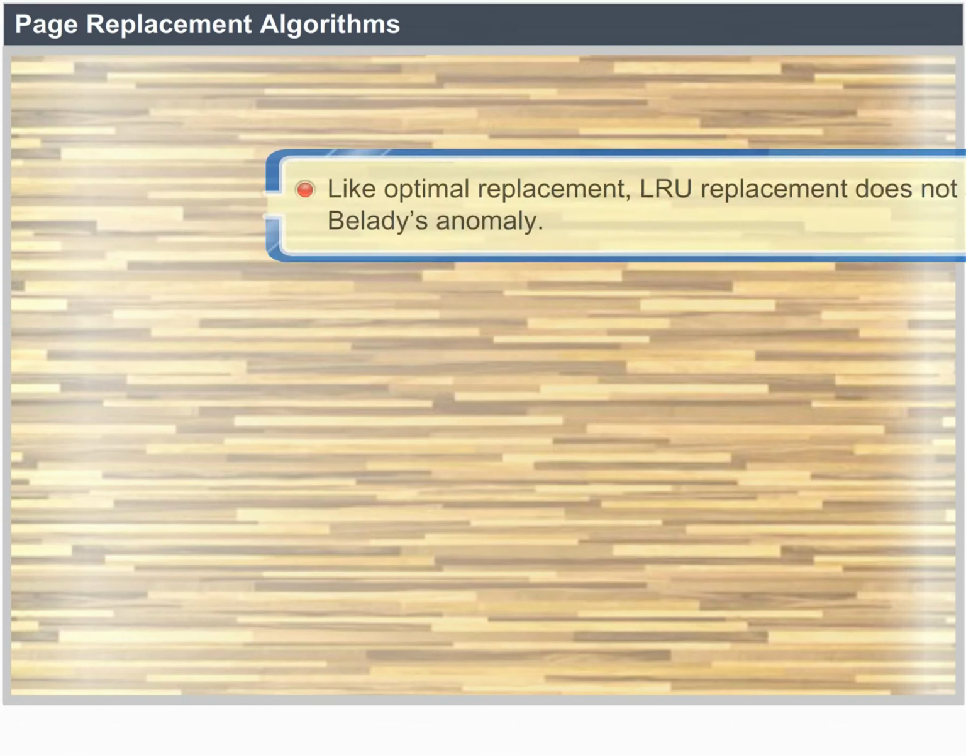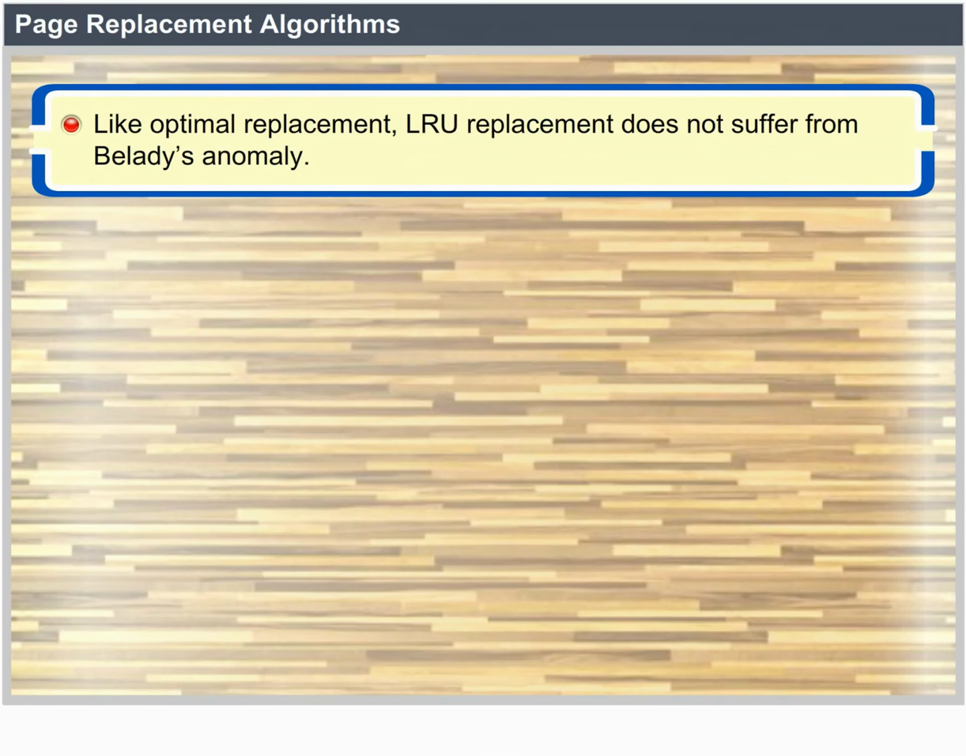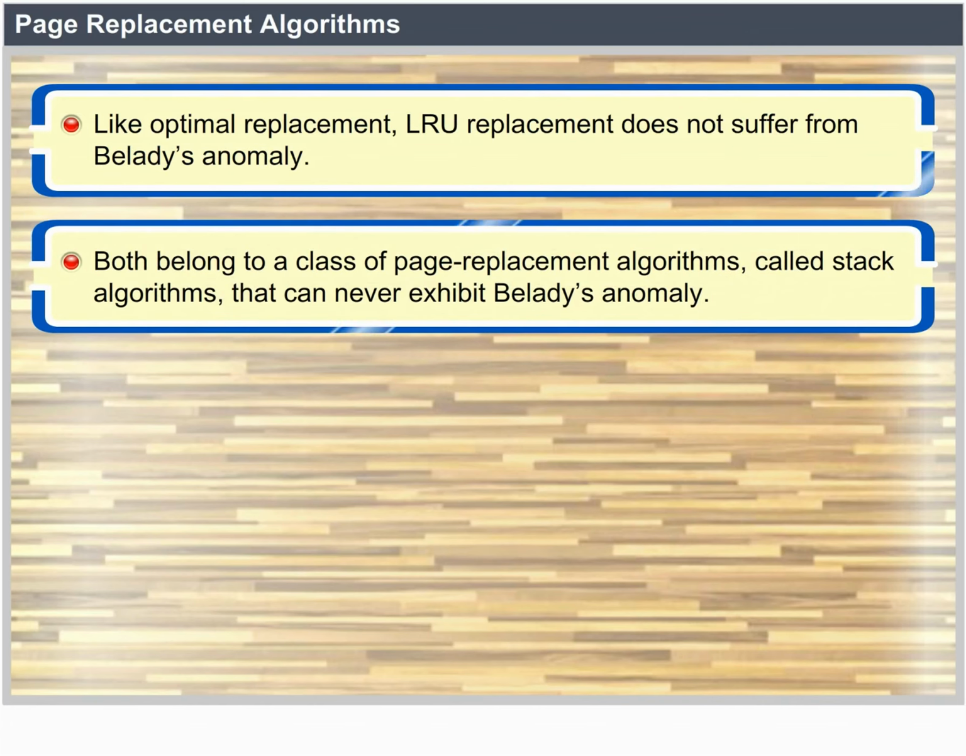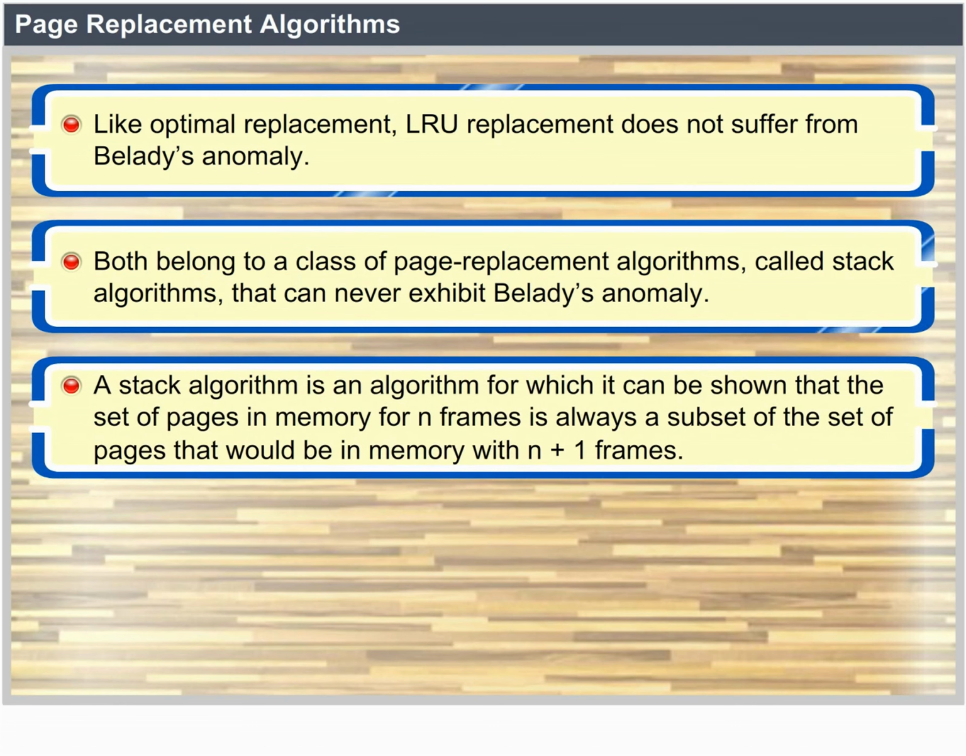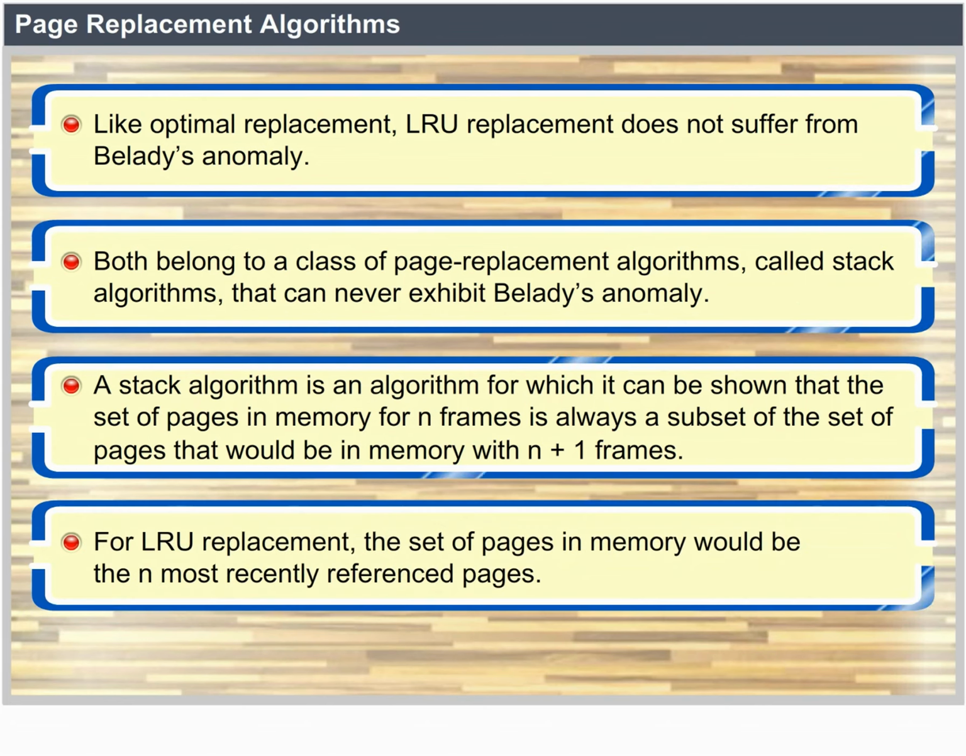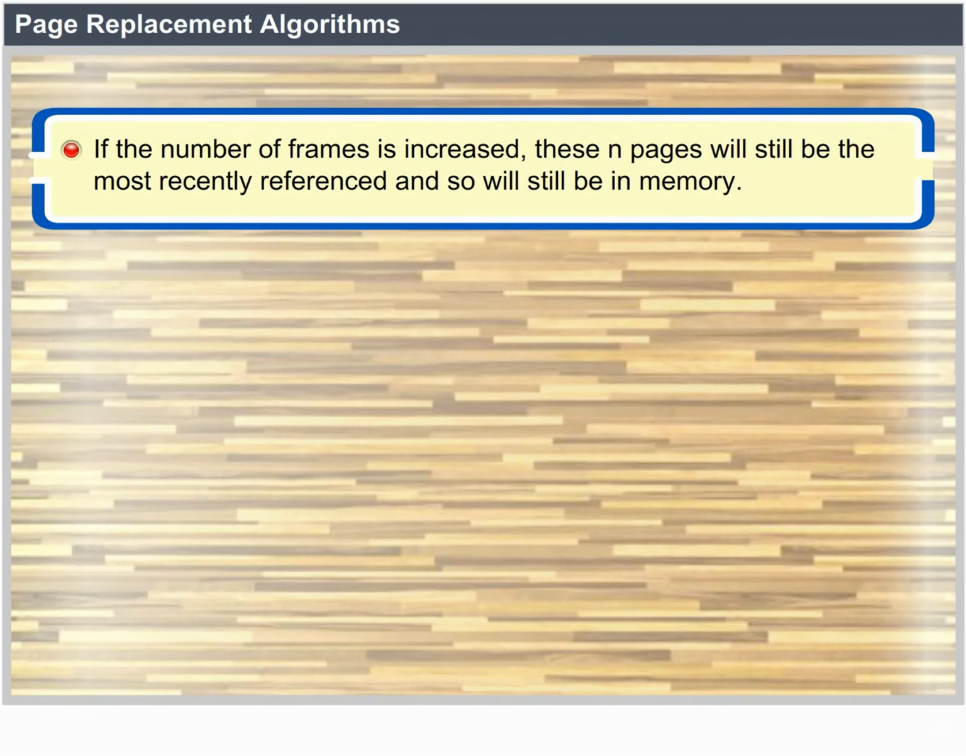Like optimal replacement, LRU replacement does not suffer from Belady's anomaly. Both belong to a class of page replacement algorithms called stack algorithms that can never exhibit Belady's anomaly. A stack algorithm is an algorithm for which it can be shown that the set of pages in memory for n frames is always a subset of the set of pages that would be in memory with n plus 1 frames. For LRU replacement, the set of pages in memory would be the n most recently referenced pages. If the number of frames is increased, then those n pages will still be the most recently referenced and so will still be in memory.